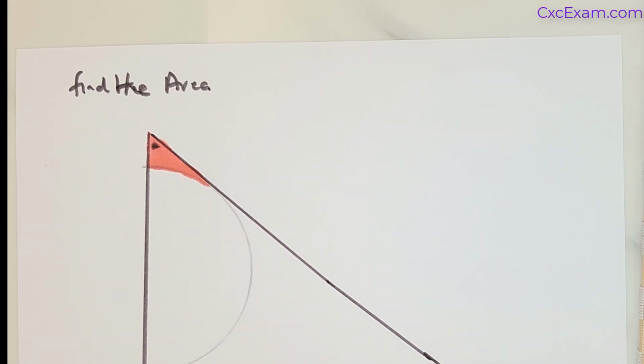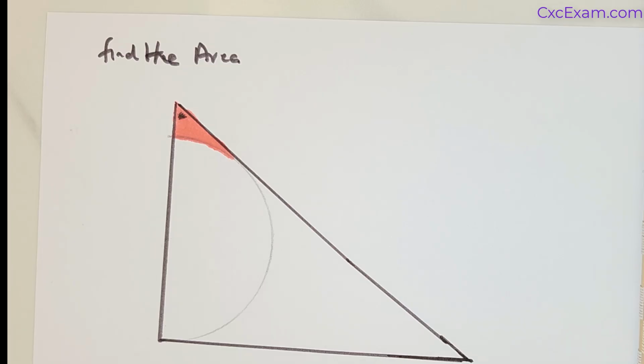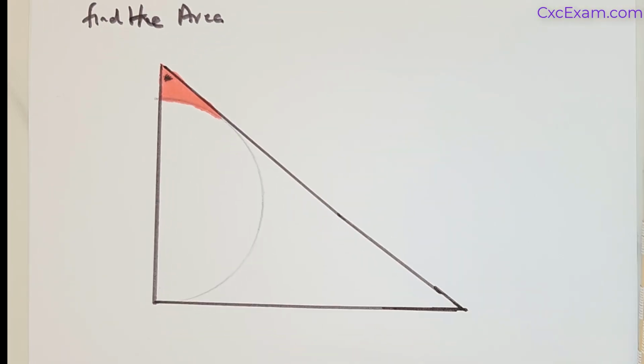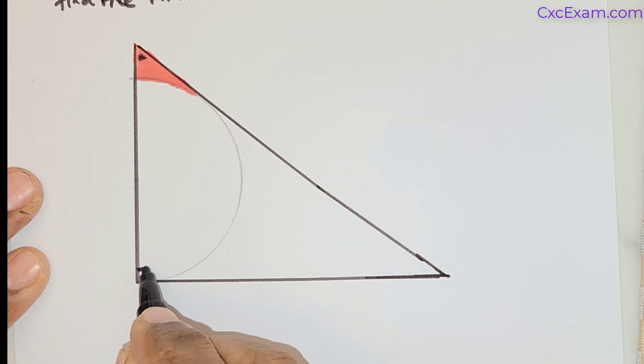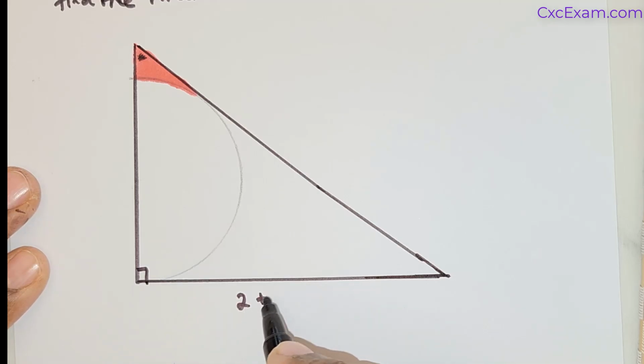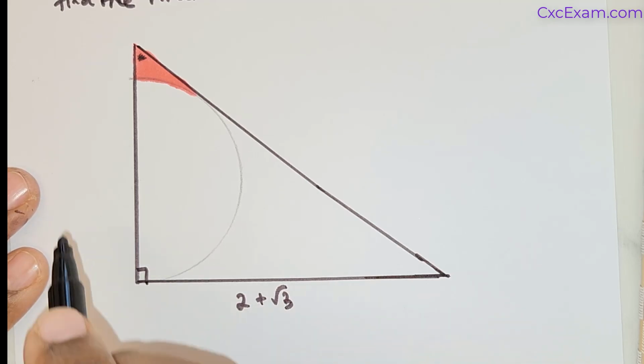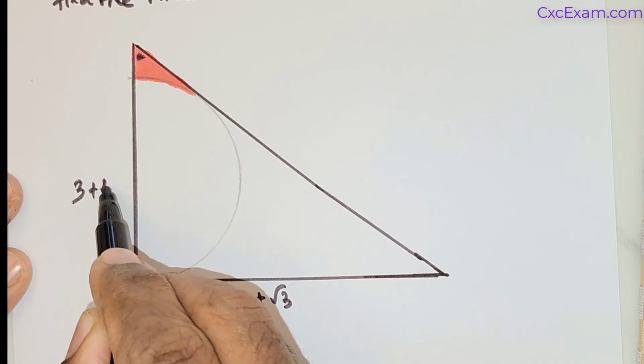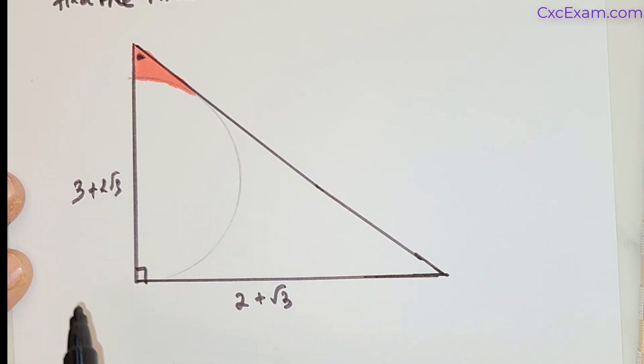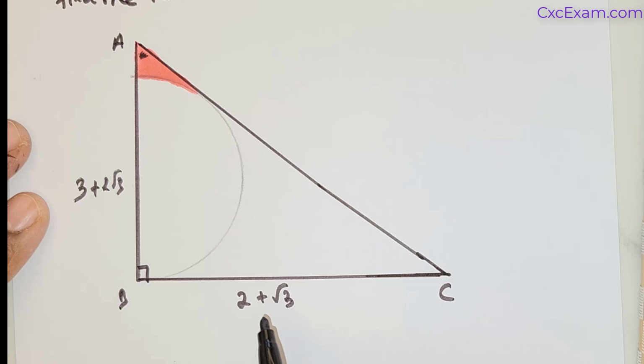Right, so the information we have is this is 90 degrees, this side is 2 positive root 3, this side is 3 positive root 3, and we got A, B, C. So with the information we have, we have to go ahead.